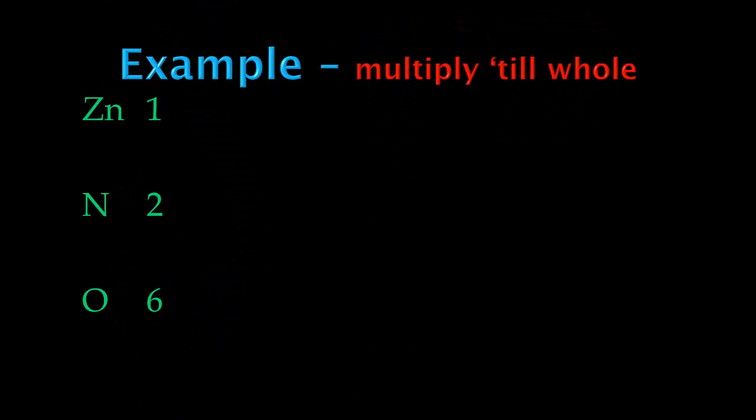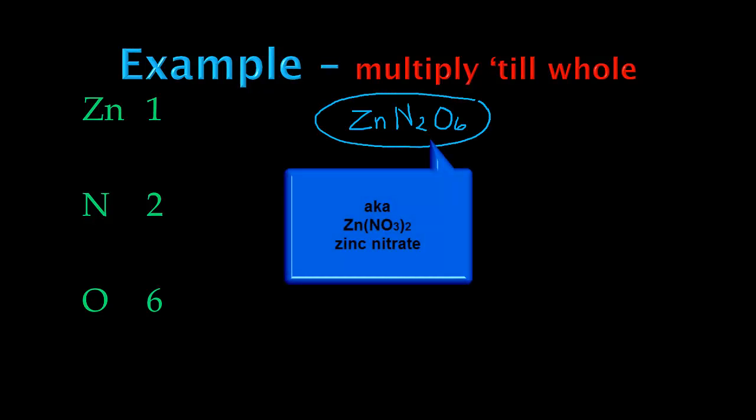Next step is multiply till whole. Well, we have our numbers and they're already whole numbers. It's a 1, a 2, and a 6. So we are at our last step. That means that there is 1 zinc, and we never put ones. There are 2 nitrogens, and there are 6 oxygens. So our empirical formula is ZnN2O6.